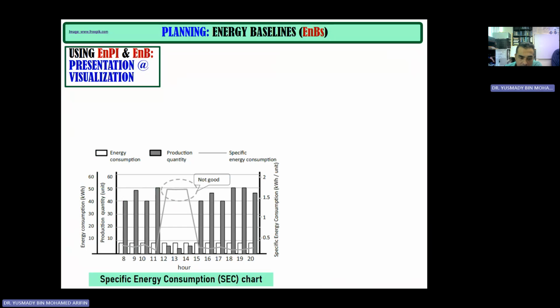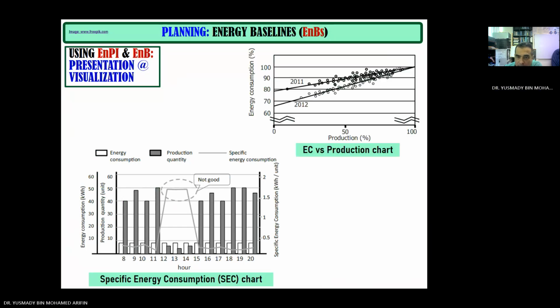This graph shows the specific energy consumption chart, and the second one shows the energy consumption versus production chart. So we can choose any kind of visualization which is suitable for a certain organization. The important thing is that we can convey information about energy consumption, for the improvement, and also for the actions that we need to conduct to reduce the energy consumption for the specific organization.